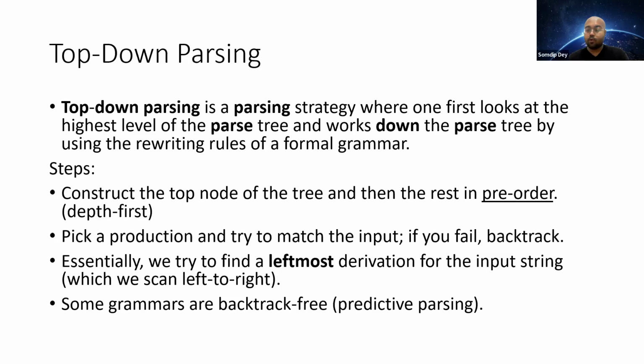First construct the top node of the tree, and then the rest of the nodes in pre-order or depth-first approach. Pick a production rule and try to match it to the input. If you fail at any moment, then you backtrack. Essentially, using these steps, we try to find a leftmost derivation for the input string, which we can scan from left to right. Now, some grammars are backtrack free, for example, predictive parsing. Right now, if you are a bit confused, we will see examples of how to perform top-down parsing.